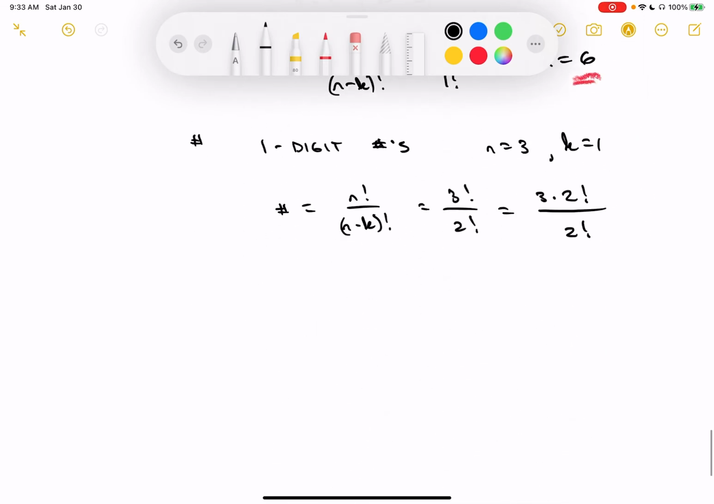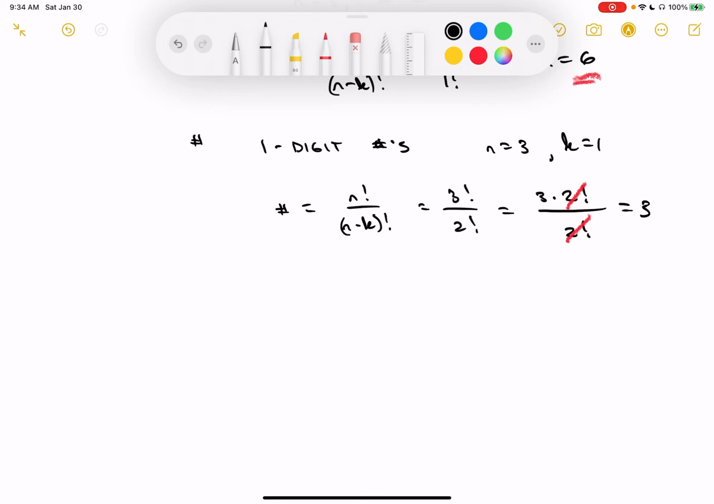This technique here is a good way oftentimes to help simplify these ratios of factorials. If you've got a fairly large factorial in the numerator and a fairly large factorial in the denominator, take the bigger one, multiply out all the terms until you get to the lower one, and then just allow yourself to cancel those. And so in this particular case, we see quickly that that comes out to 3. And that certainly makes sense.